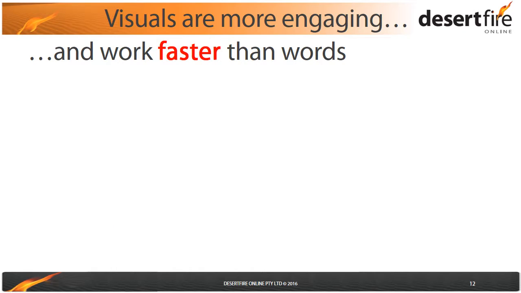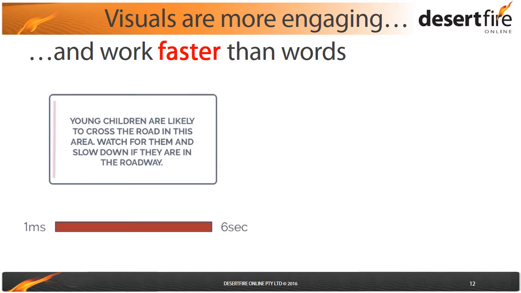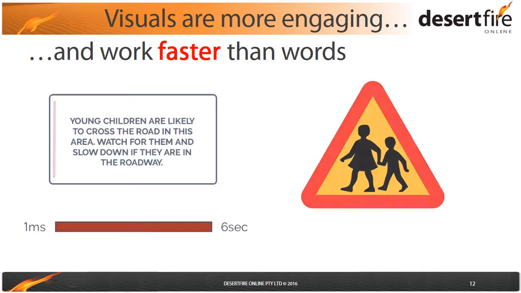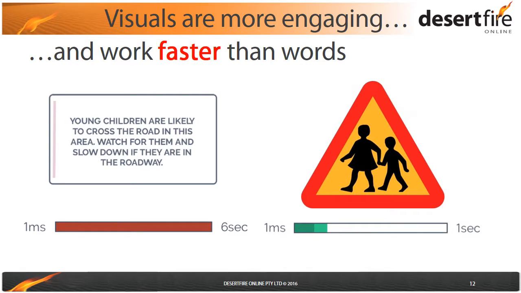Visuals are more engaging and they're actually processed by the brain faster than words. Read this text. It takes the average individual 6 seconds to read that text, but only 1 millisecond to understand the symbol.